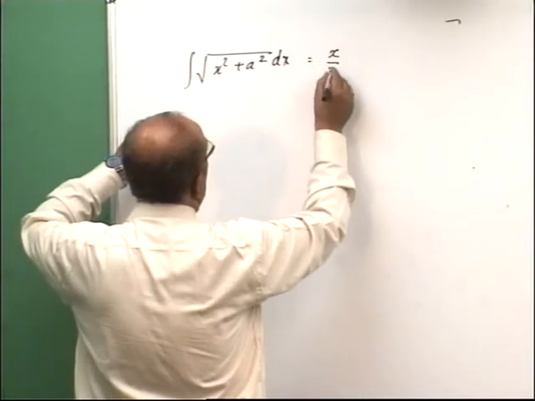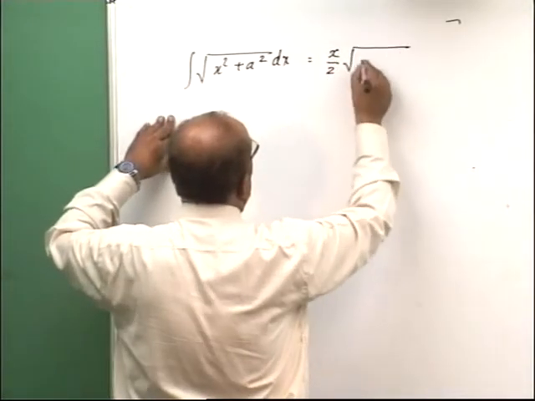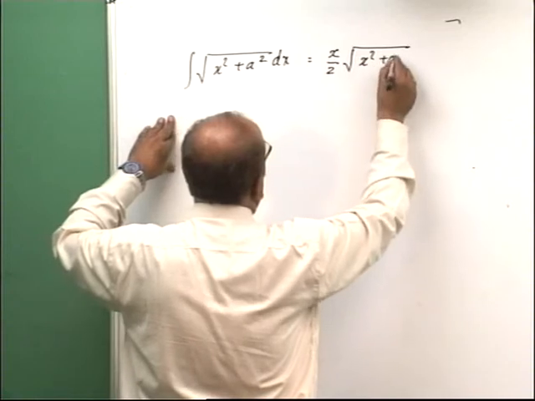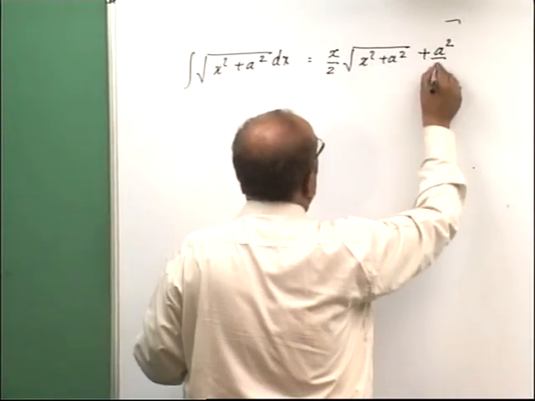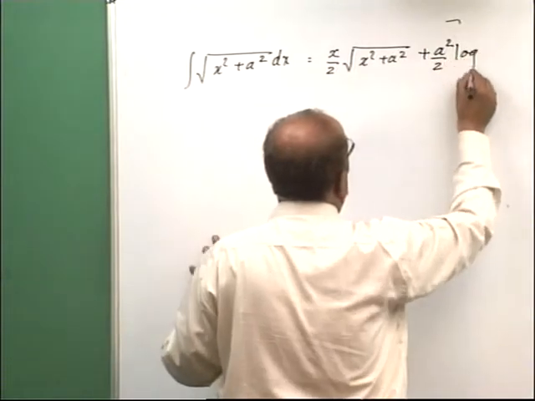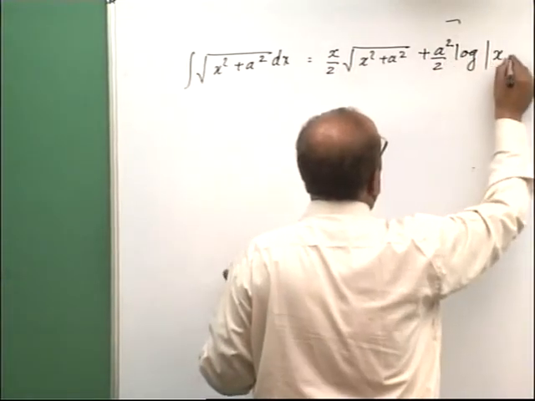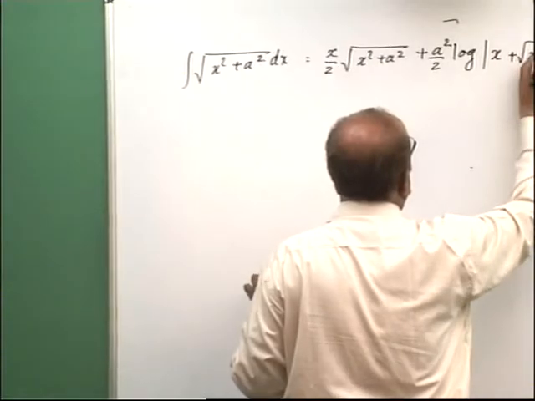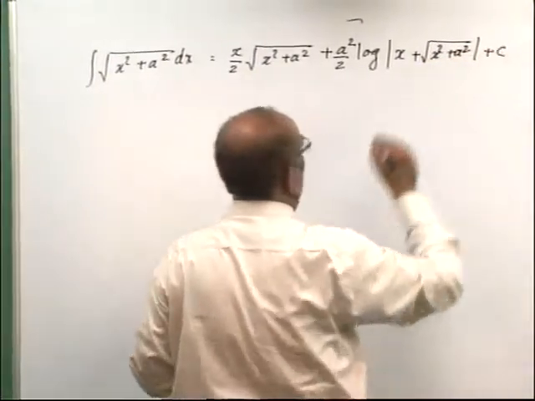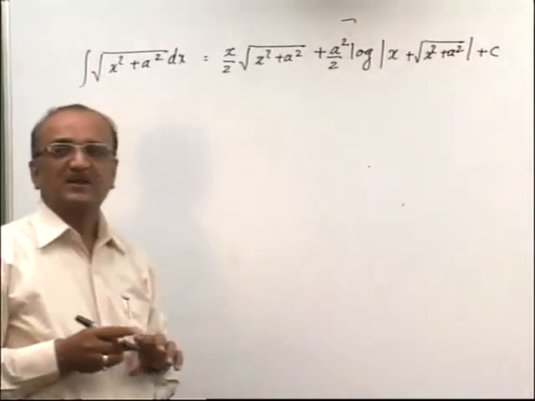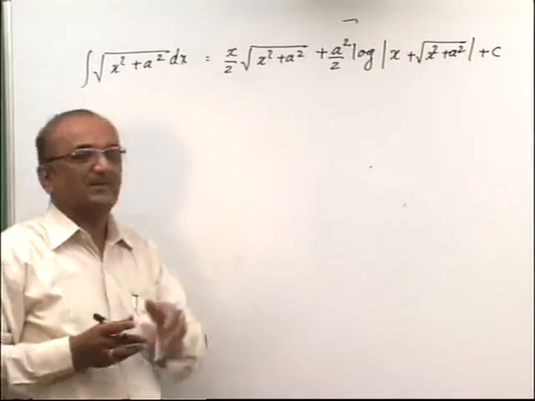The formula is x by 2 into square root of x squared plus a squared, plus a squared by 2 into logarithm of modulus x plus root of x squared plus a squared, mod complete, plus c. This is the first formula for the integration of root of x squared plus a squared dx.